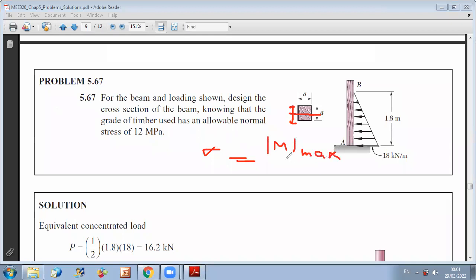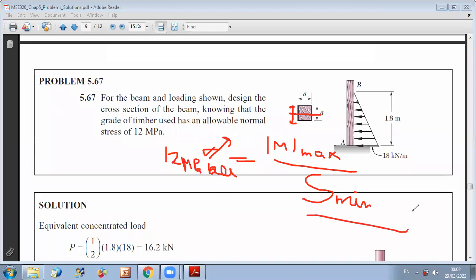over S. Since I have an allowable value for normal stress, this will correspond to a minimum value of S, so as to not exceed 12 megapascal. When I reach sigma allowable, which is 12 megapascal, this will correspond to the minimum possible value of my modulus S. So I want first to get the maximum bending moment, use this formula to get S minimum and express it as a function of A.